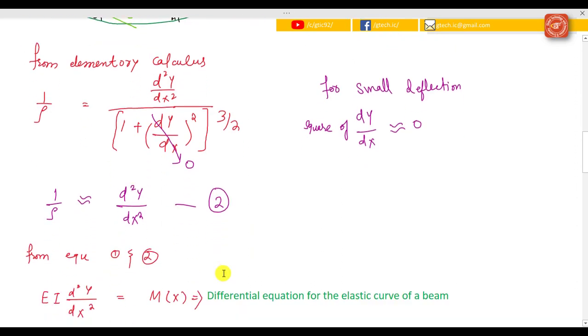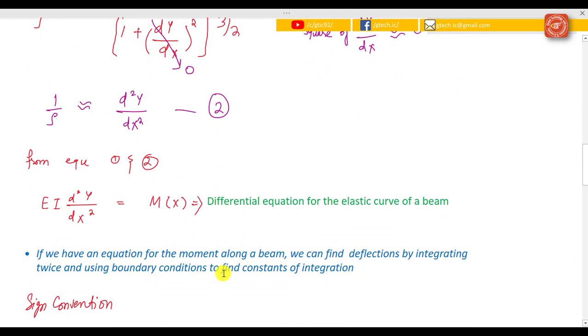So from equations 1 and 2, we come up with the differential equation for the elastic curve of a beam, that is EI, the flexural rigidity, times d square y over dx square is equal to the bending moment M, and it's a function of x as we are considering the non-prismatic load, that is varying. So if we have an equation for the moment along a beam, we can find the deflection by integrating twice and using the boundary conditions to find the constants of integration.